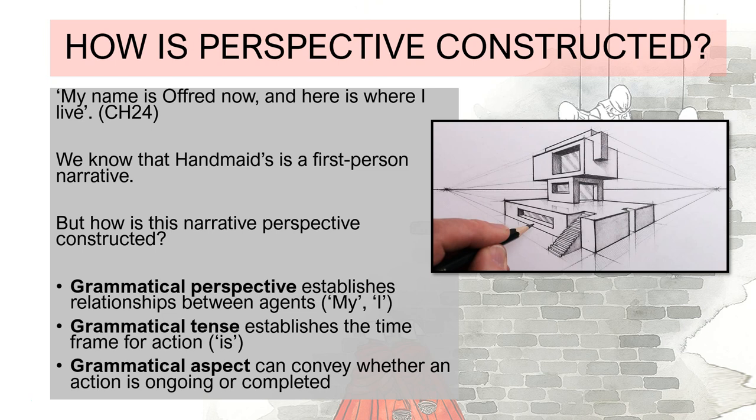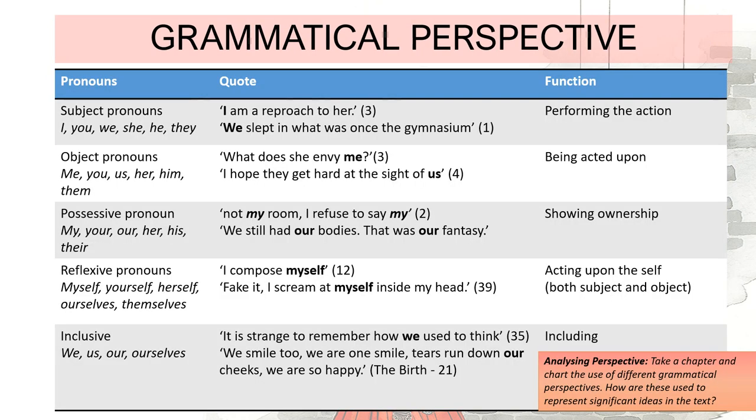We can do that by looking at the grammatical perspective, so the relationships between actors or agents or characters within the novel. We can look at how grammatical tense helps to establish perspective in terms of the time frame for action, and we can also look at how grammatical aspect conveys whether these actions are ongoing and completed, and this lesson is going to focus on those three things.